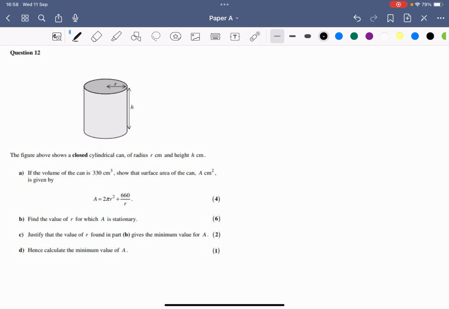Now we're asked, if the volume of the can is 330 centimeters cubed, show that the surface area of the can, A centimeters squared, is given by A equals 2 pi r squared plus 660 over r. To answer these questions, we normally need to use the formulas for the volume of the cylinder, or whatever shape it is. In this case we have a cylinder, and the surface area of the shape.